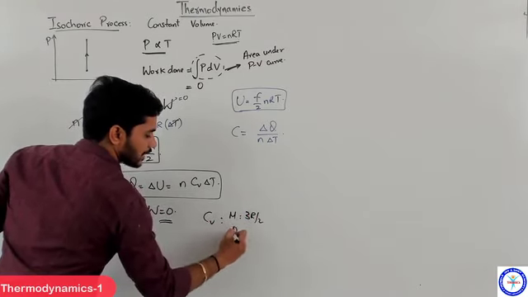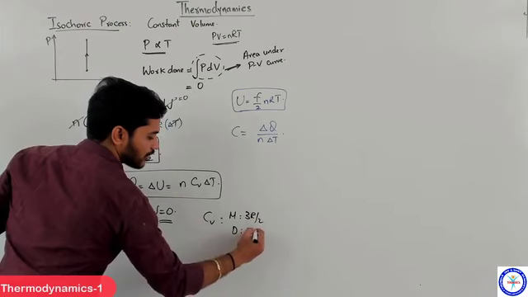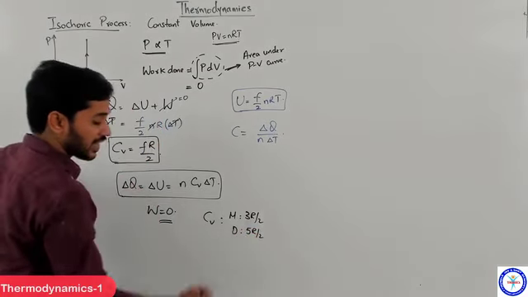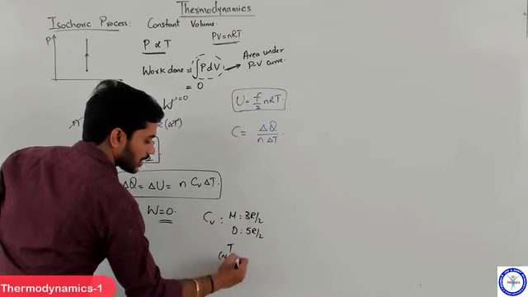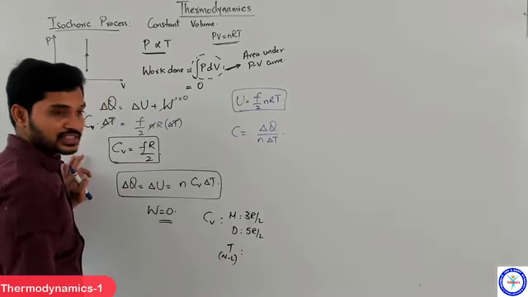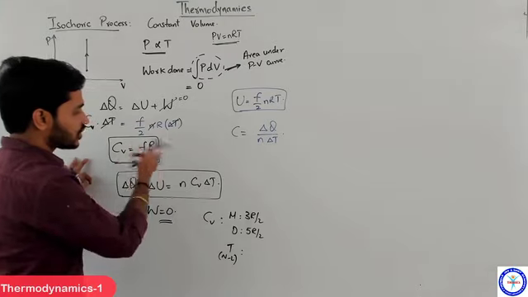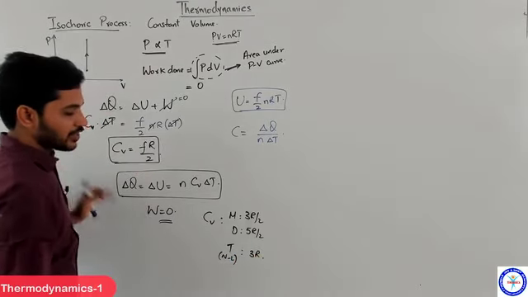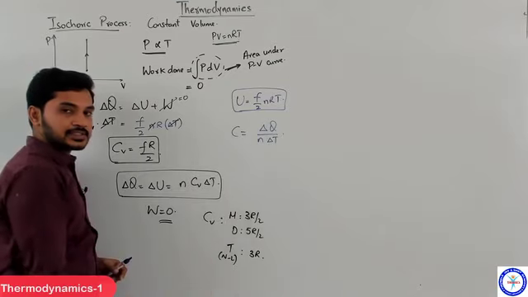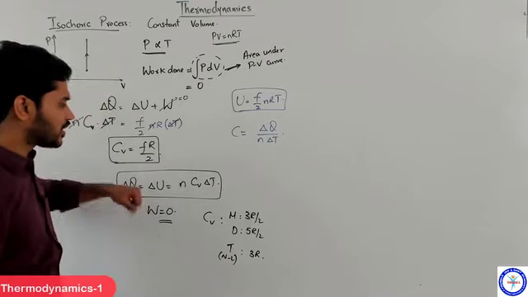For diatomic gas, it will be 5R by 2, and for triatomic non-linear gas, which has 6 degrees of freedom, it will be 6R by 2, which is 3R. These would be the CV values for the different types of gases, right? Please keep that in mind.